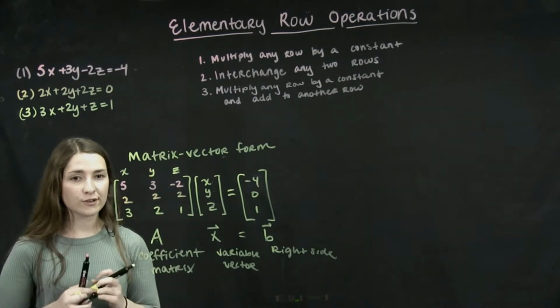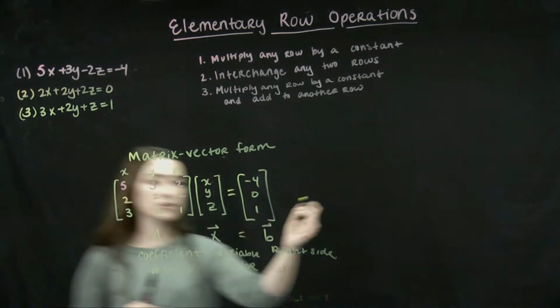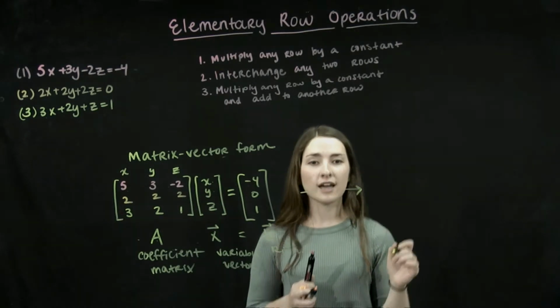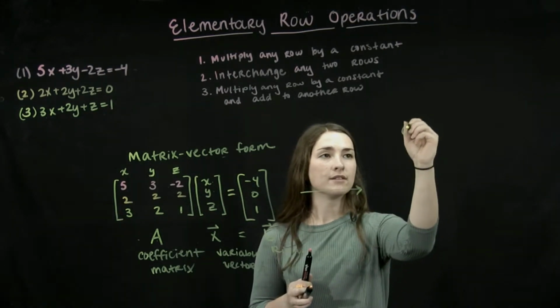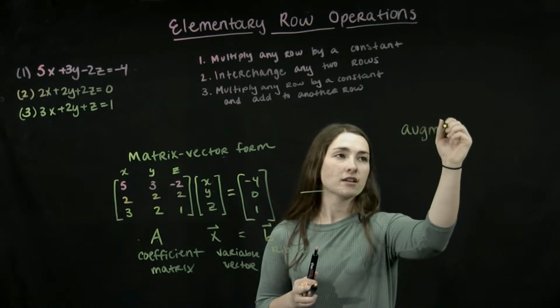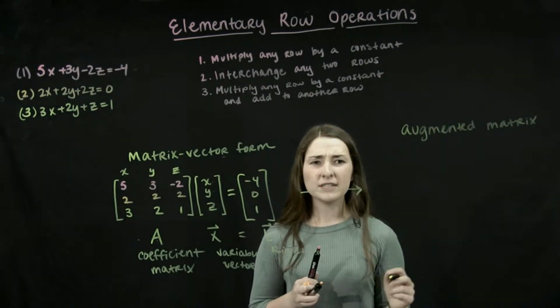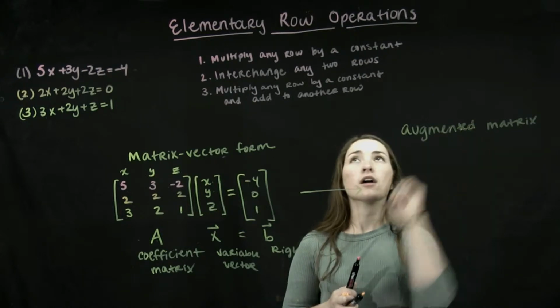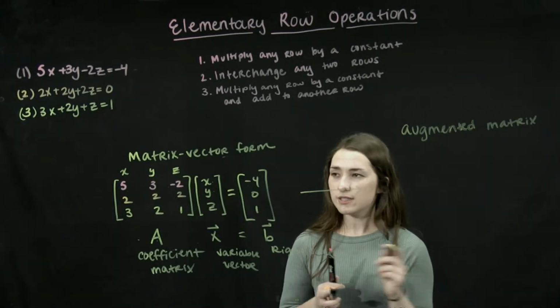So this is matrix vector form, and now we are going to use matrix vector form to put ourselves in augmented matrix. Augmented matrix is what we're going to be able to use with our elementary row operations.